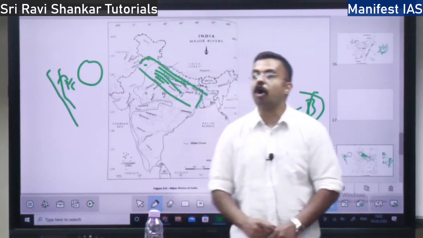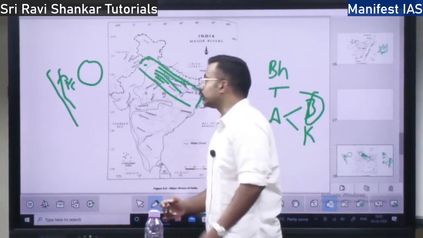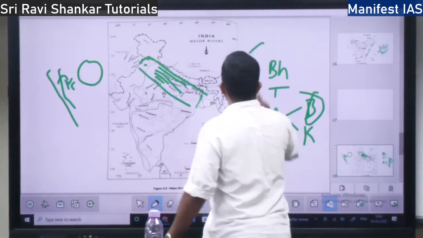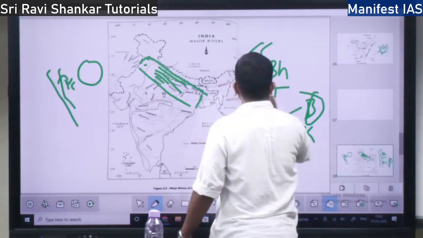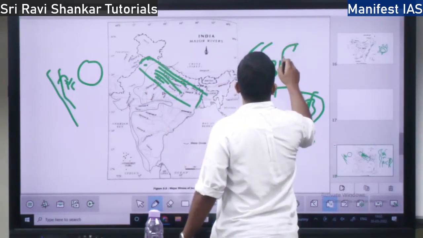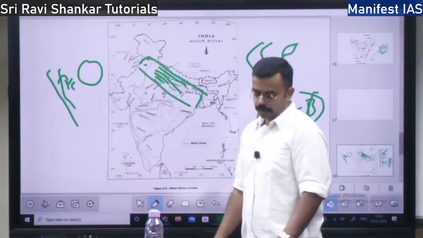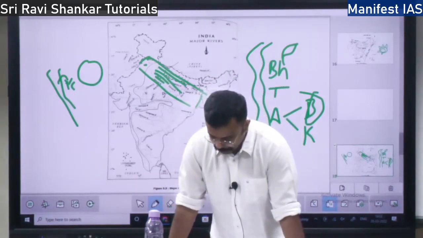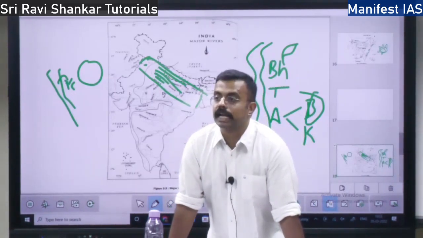Then you will find oxbow lakes. I have told you what an oxbow lake is. If there is a meander like this, then some lake is cut off. That is an oxbow lake. Oxbow lakes you will also find. Then you will find braided channels.